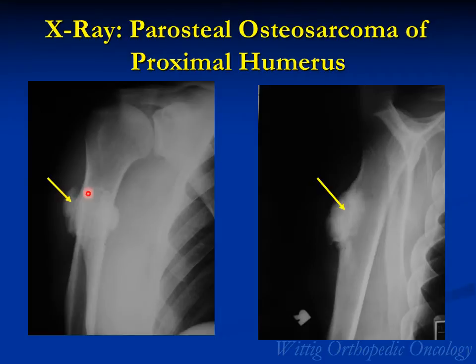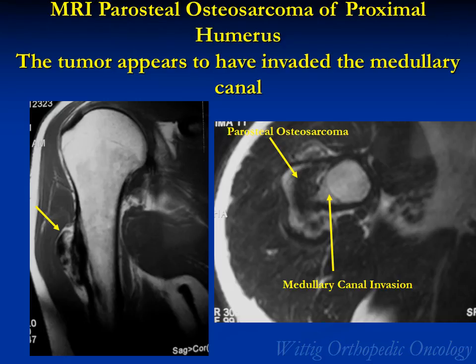Here's a parosteal osteosarcoma of the proximal humerus. It's heavily ossified. It's an exophytic mass arising from the surface of the humerus. Here's what the MRI of the same tumor looks like. It's an exophytic mass. There's some back growth into the medullary canal of the humerus.